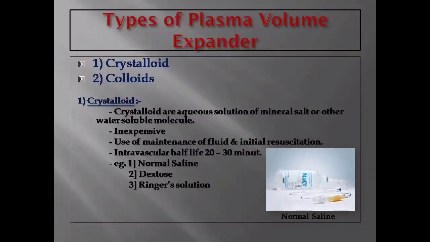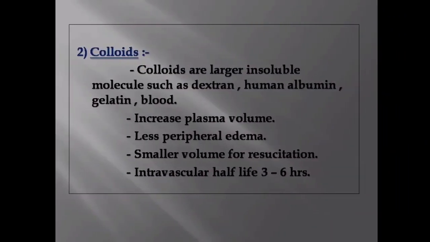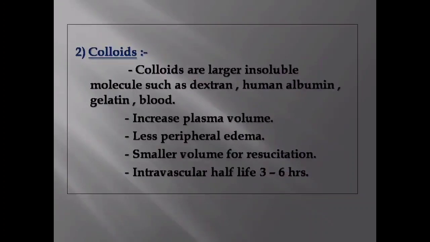Examples of crystalloids are normal saline, dextrose, Ringer's solution. This is an example of normal saline. Colloids are larger insoluble molecules such as dextran, human albumin, gelatin, blood. Colloids increase plasma volume, cause less peripheral edema, and need a smaller volume of resuscitation. Intravascular half-life of colloids is 3 to 6 hours.